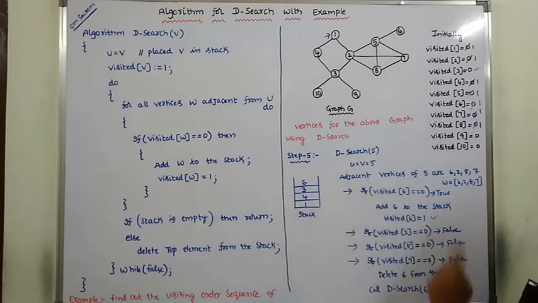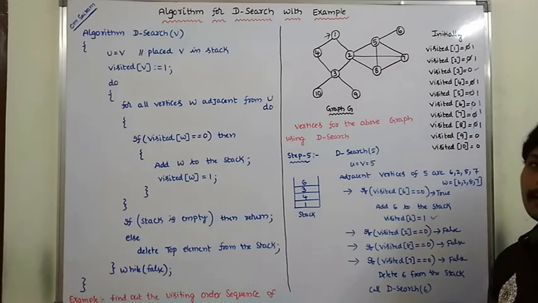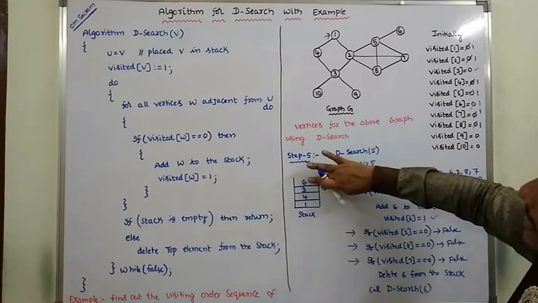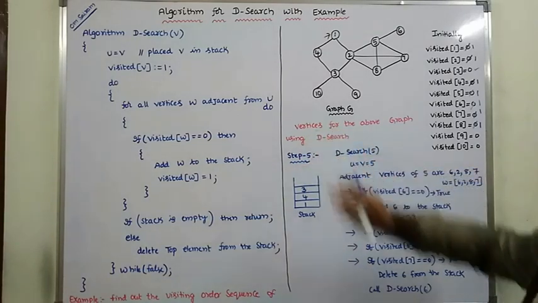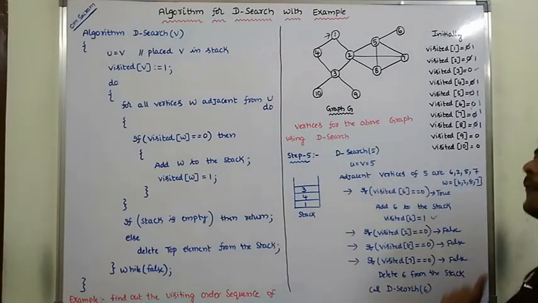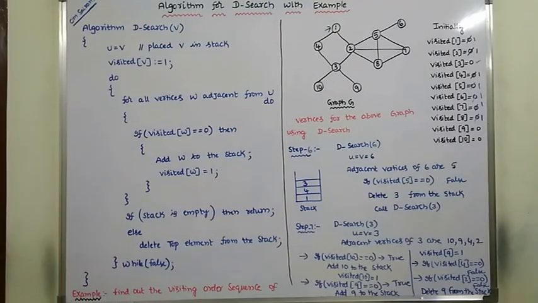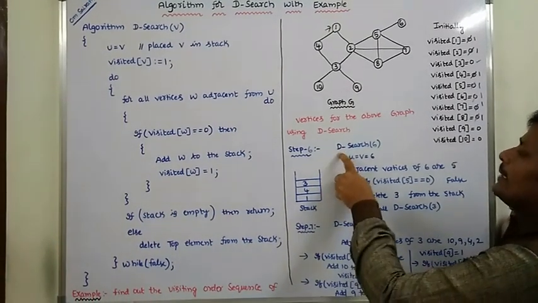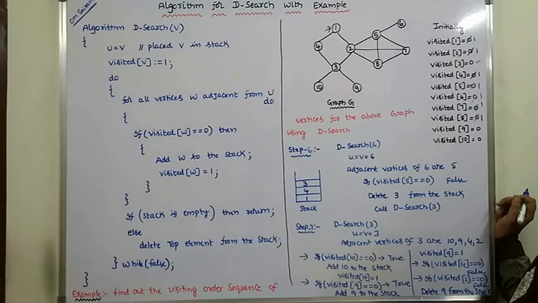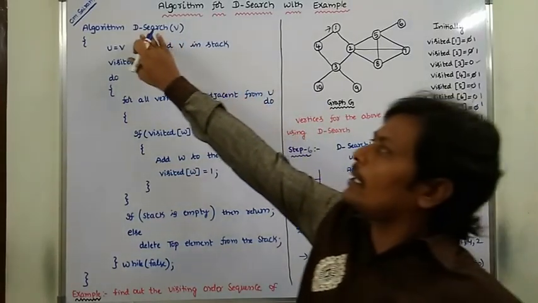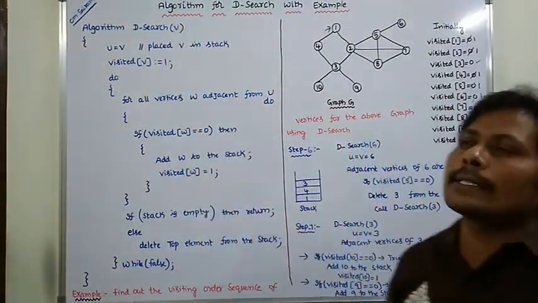Okay. So now call dsearch of 6. Whatever element is deleted from the stack, that element is called by dsearch. So after deleting 6 from the top of the stack, now dsearch of 6. Okay. Next, step 6, dsearch of 6. So algorithm dsearch of 6.